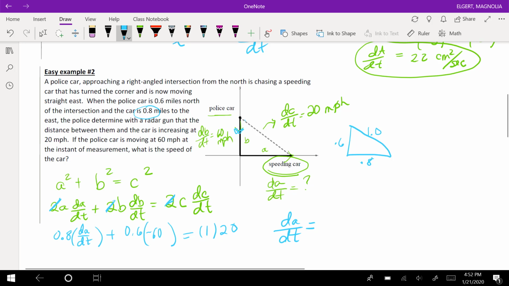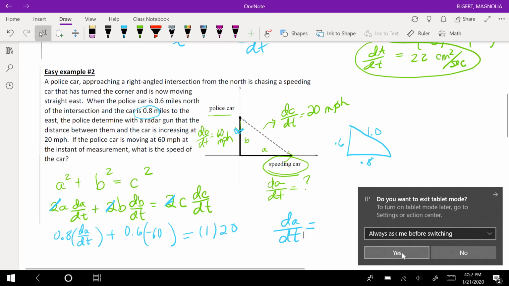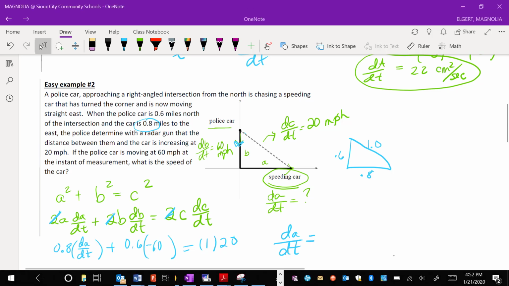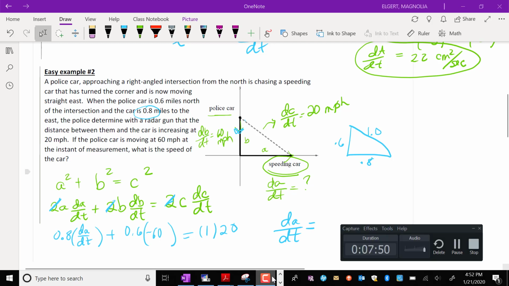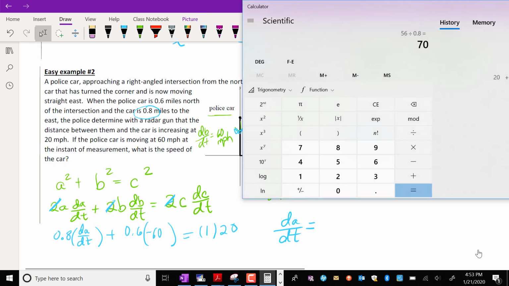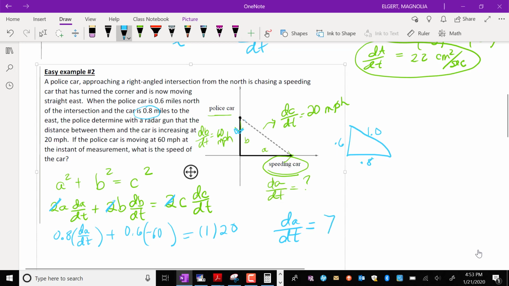I don't have a calculator with me, so I will solve for dA dt using my computer calculator, which might just take a second. So I'm going to pause. All right, when I do that, I get 70 miles per hour. So if you solve that, you get 70 miles per hour.